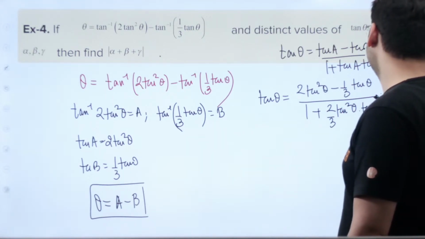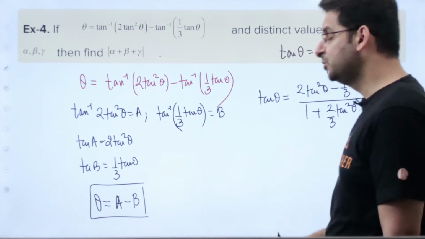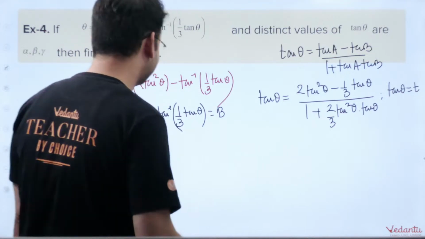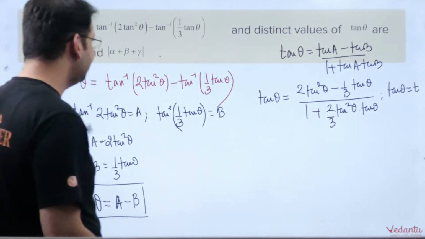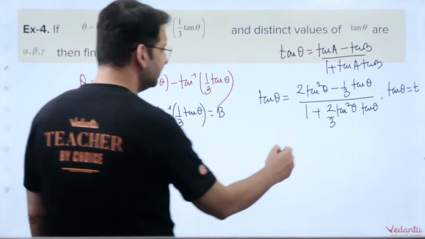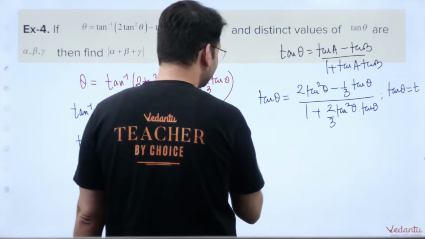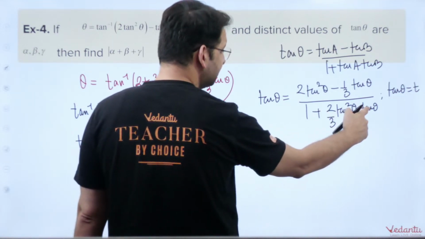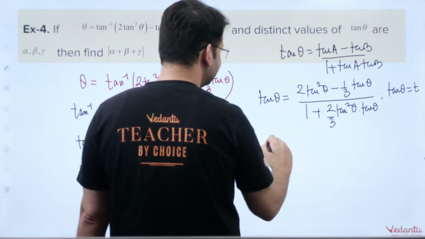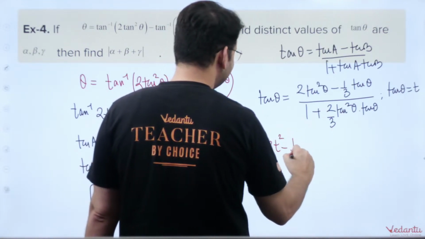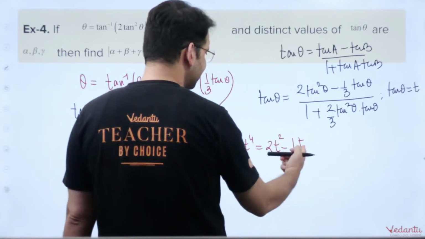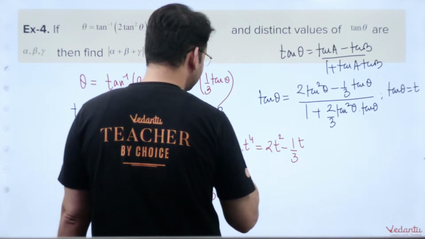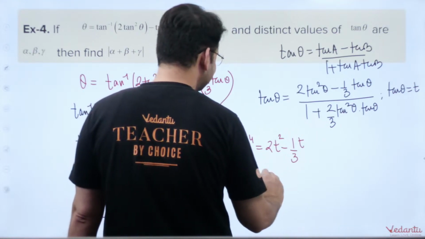In fact, you can take tan theta to be t for some time, because you don't have to write tan theta every time. It is taking us a lot of space. So let us try to simplify. Cross multiply, we have t plus (2/3) t to the power 4 equals 2t square minus (1/3) t. The (1/3) t goes here, so this is going to be (4/3) t plus (2/3) t to the power 4 is equal to 2t square.